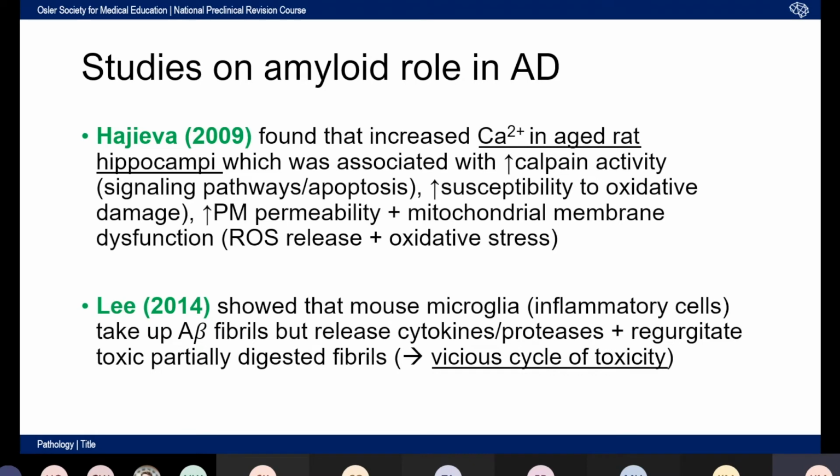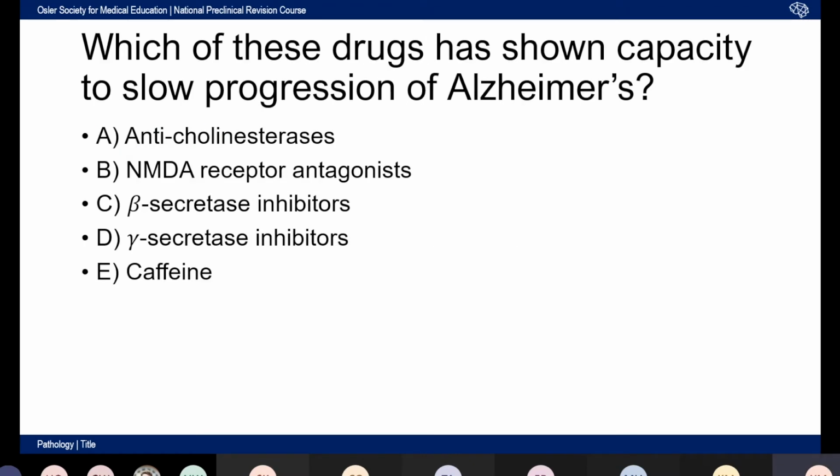Again, just a couple slides on a couple experiments on Alzheimer's. So now let's get back to Socrative and look at the next question. And the next question is, which of these drugs has shown capacity to slow the progression of Alzheimer's? I don't really expect you guys to know this, by the way, but we'll go through it in a sec.